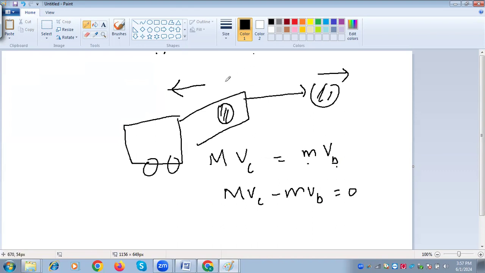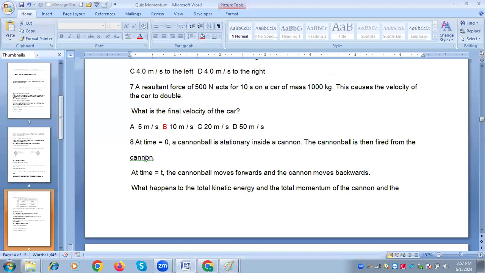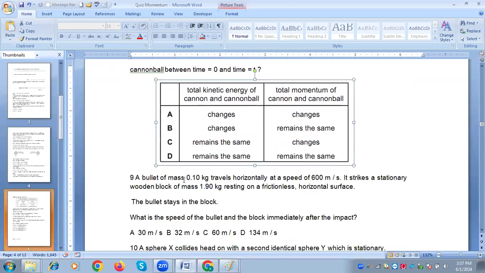Initially, they were at rest, so the initial momentum was 0. So what will be the right answer? The kinetic energy changes and momentum remains the same.